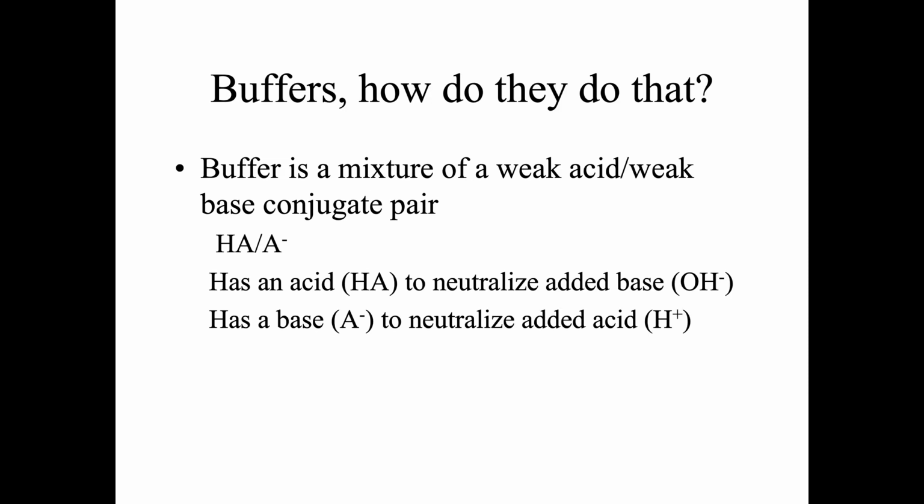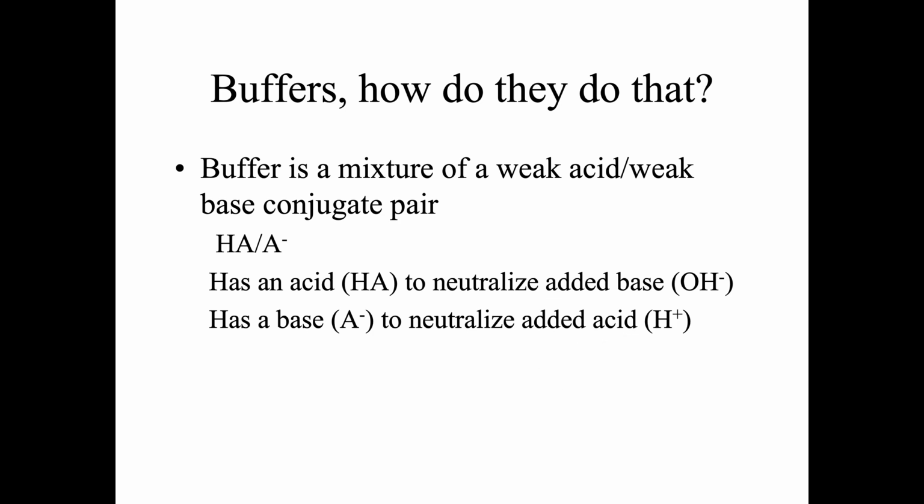Well, if a buffer is going to neutralize acid, it has to have a base in it. And if a buffer is going to neutralize base, it's got to have an acid. How can I have an acid and a base in the same container and have them not neutralize each other? And the answer is it's a weak acid, weak base conjugate pair. If I transfer an H plus from here to here, you can see that you'll get the same thing. So a buffer, the key is it's a mixture. It's more than one thing. So it has HA to neutralize base and has A minus to neutralize acid.